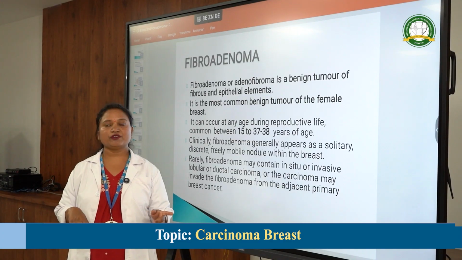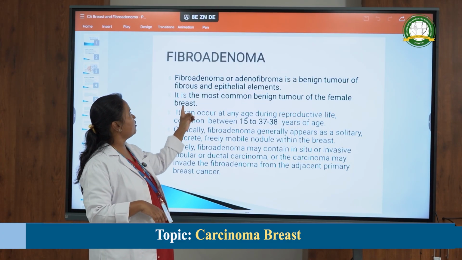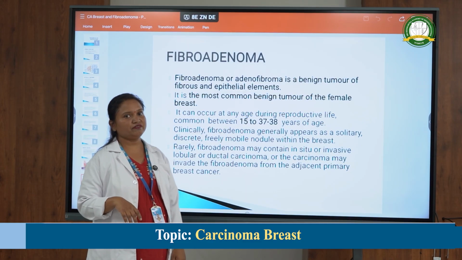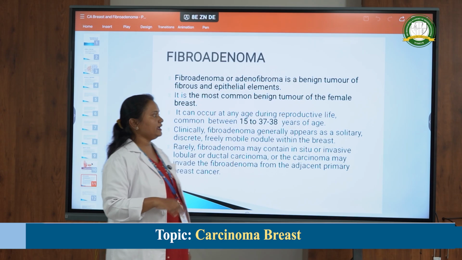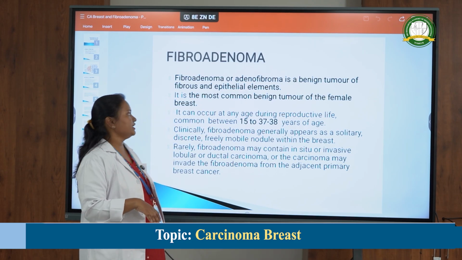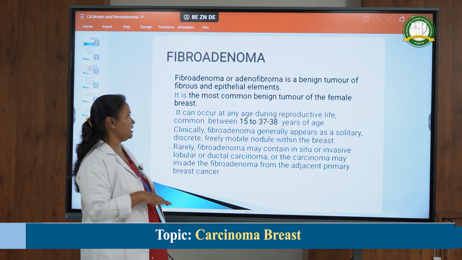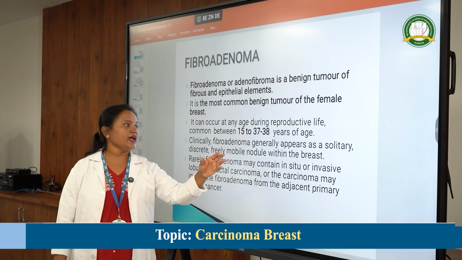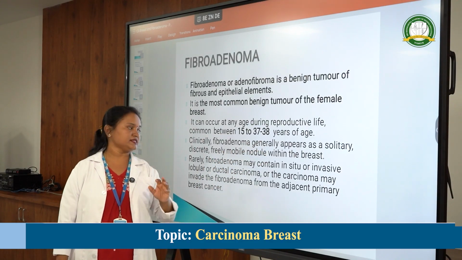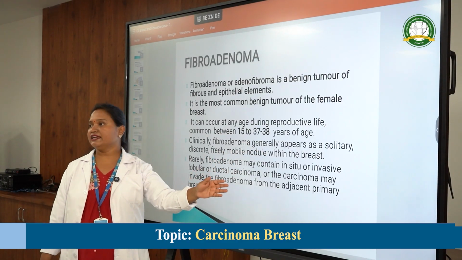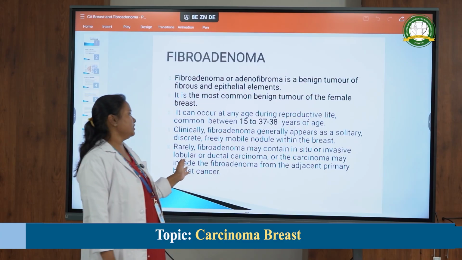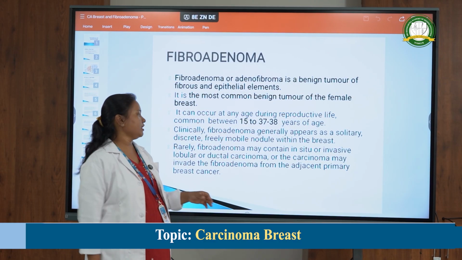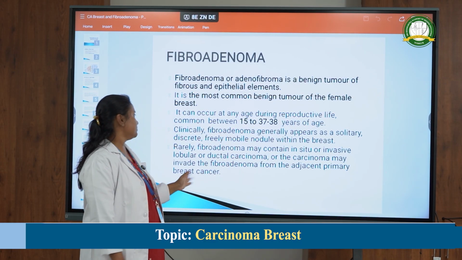Fibroadenoma is a benign tumor of the breast, and it consists of fibrous and epithelial elements. It is the most common benign tumor in the female age group. It can occur at any age in reproductive life, mostly 15 to 37 or 38 years of age. Clinically, it is a solitary, discrete, freely mobile nodule within the breast. Rarely, fibroadenoma can contain in situ or invasive lobular or ductal carcinoma, or the carcinoma may invade the fibroadenoma from the adjacent primary breast cancer.